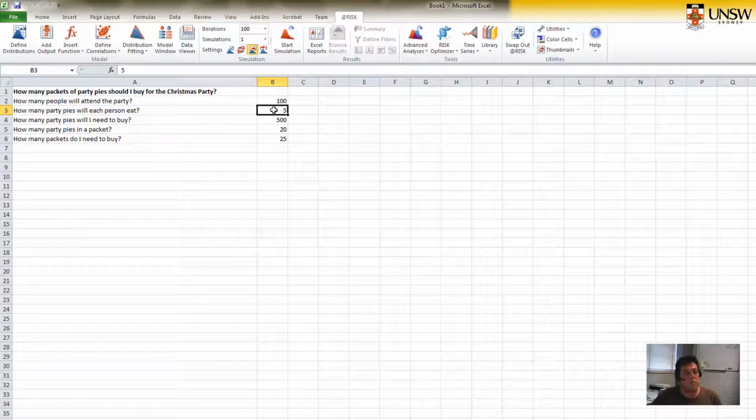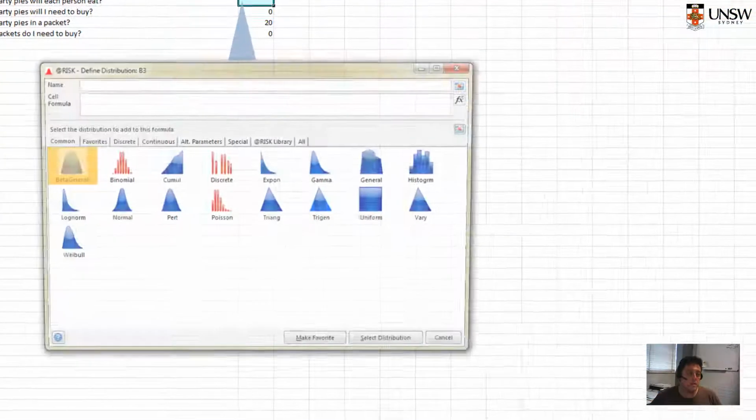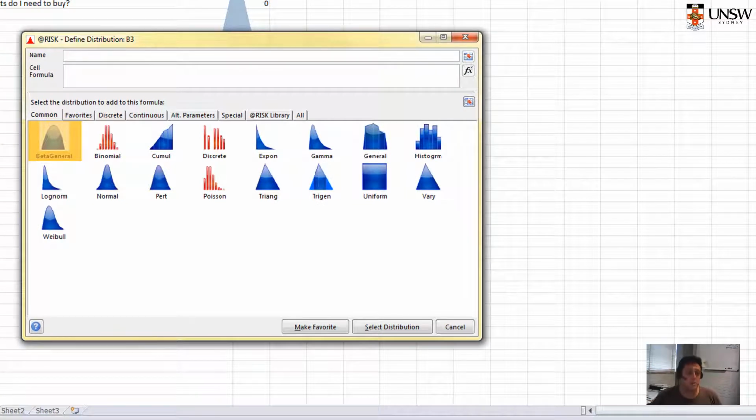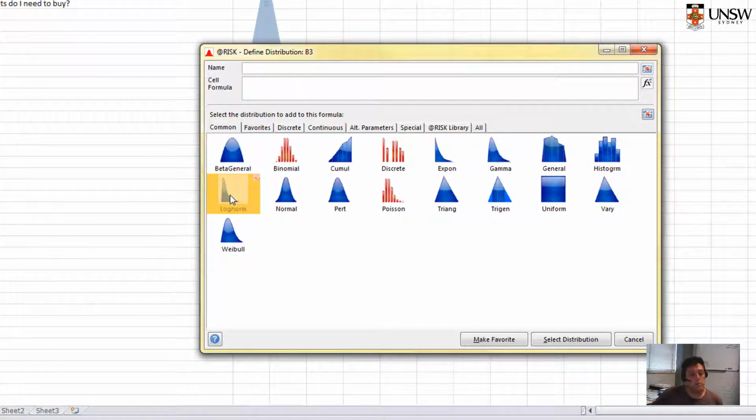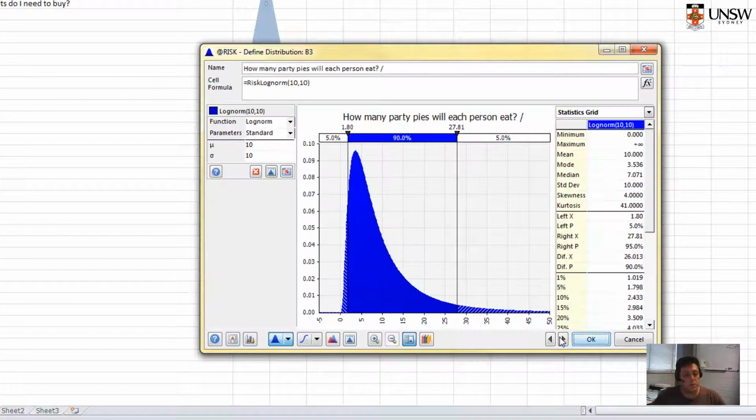Okay, what about the number of people who eat party pies? I'll delete the 5. The number of party pies eaten per person. In this case, I might choose a log normal distribution. I'm just choosing different types of distributions, partially because I think that they will better fit the type of data that I'm modeling, but also to demonstrate a few variable types of distributions to you. So I'll select a log normal distribution.